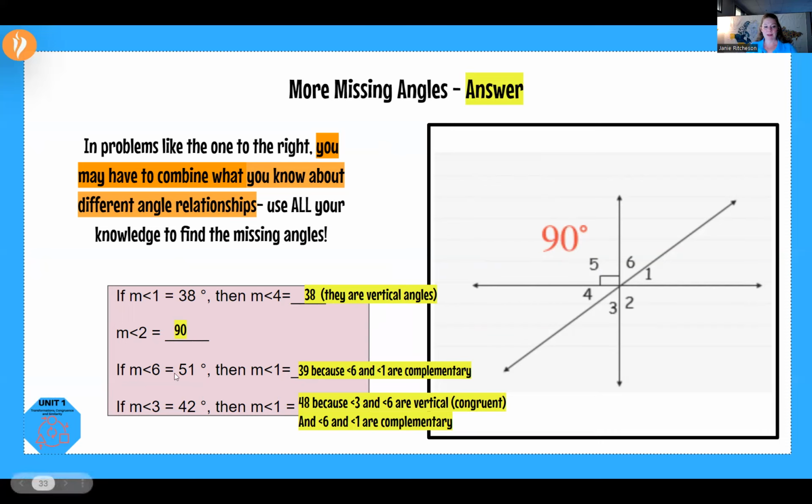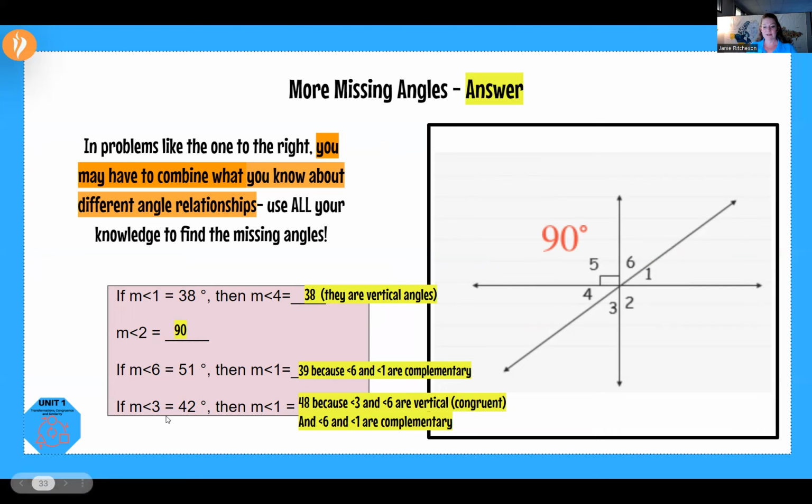Now it gives us new information. If the measure of angle 6 is 51 degrees, what is the measure of angle 1? If this is 90 degrees, these two have to be complementary. So if this is 51, to get the measure of angle 1, I'm going to subtract 51 from 90. And 51 from 90 is 39 degrees. So that's the measure of angle 1 in this scenario.